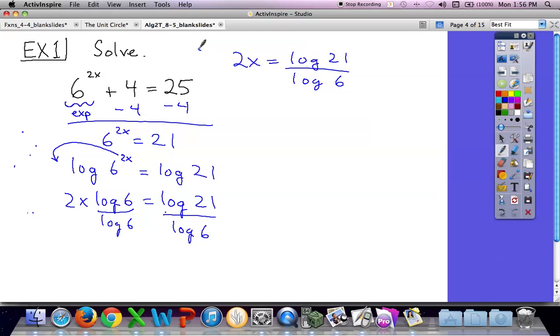Still not done. You cannot use a quotient property here. The quotient property is when you have a quotient inside one logarithm, not a quotient of logarithms. So what do I have to do to isolate the x? Divide by 2. It's not x yet, it's 2x. So x equals log 21 over 2 log 6.